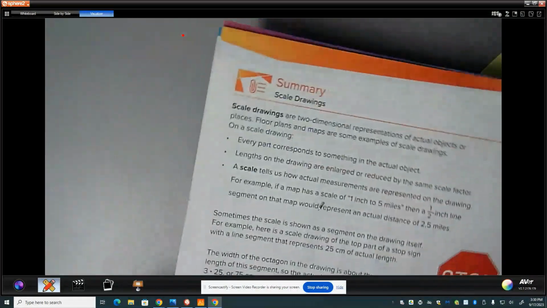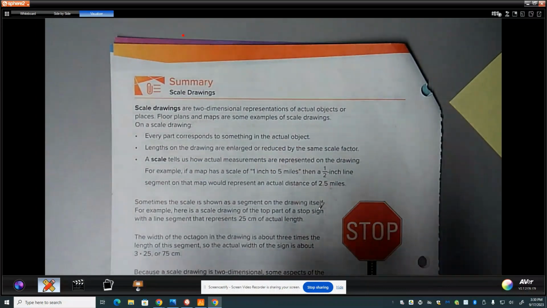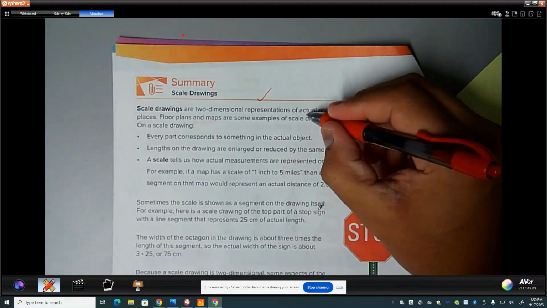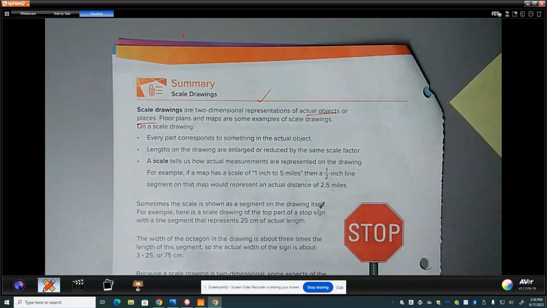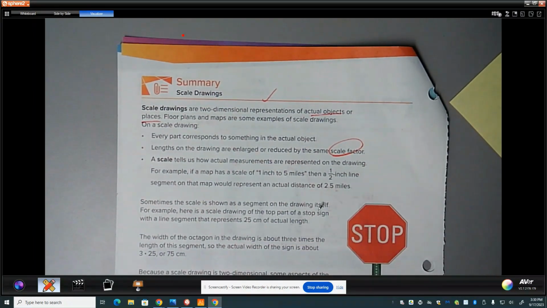All right, so if we flip to the last page, so page 46, we have our summary. Now our summary states, scale drawings are two-dimensional representations of actual objects or places. Floor plans and maps are some examples of scale drawings. On a scale drawing, every part corresponds to something in the actual object. Lengths on the drawing are enlarged or reduced by the same scale factor. A scale tells us how actual measurements are represented on the drawing.